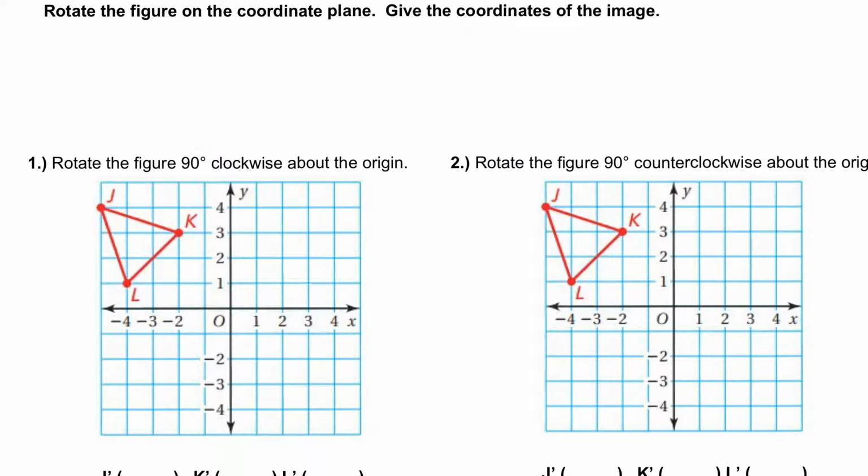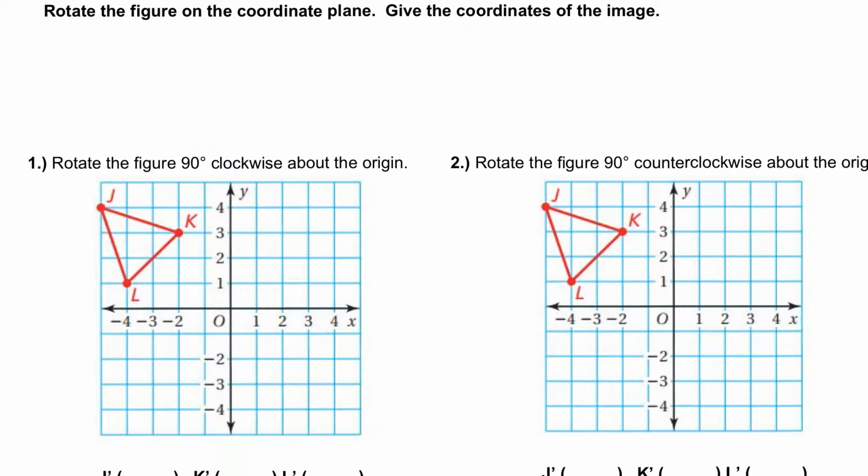Okay. The new coordinates for K are left 3 and down 2. So that's -3, -2. Those are going to be our coordinates for K prime. And the new coordinates for L are left 1, down 4. So that's -1, -4.